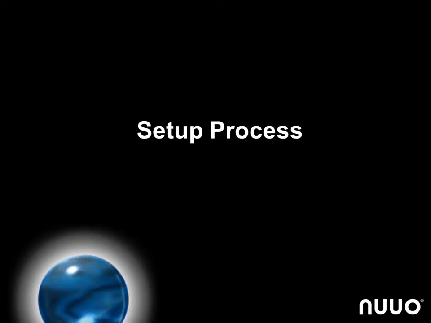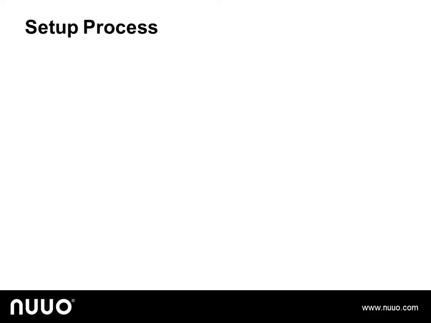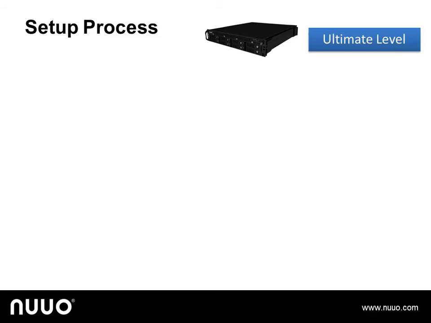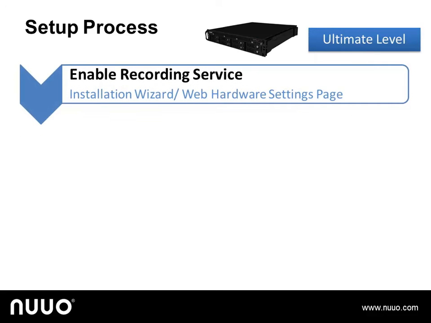Now, let's take a look at the setup process. It takes only 4 easy steps to set up recording failover on your system. After preparing one Crystal and ensuring the system license is set to the ultimate level, we next need to, 1. Enable the recording service on the Crystal via the Installation Wizard or Web Hardware Settings page, and then assign the recording server to the management server.